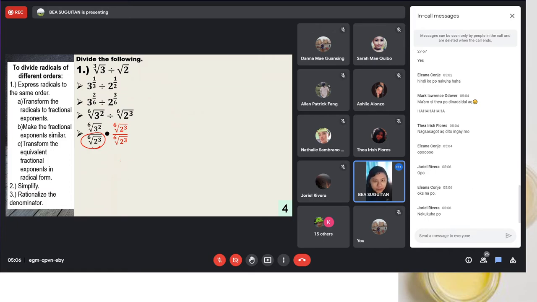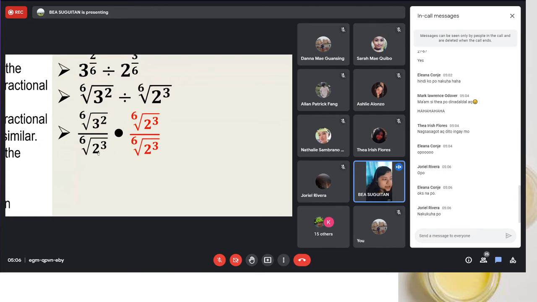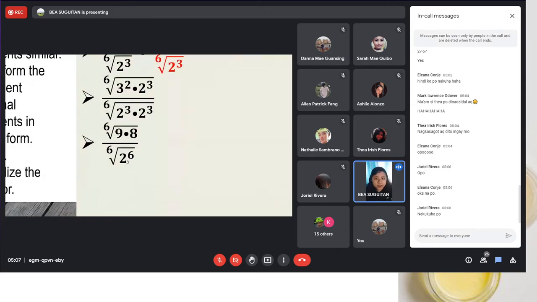Okay, ma'am, bakit po ang minultiply natin ay 2 cube? Okay, so i-zoom in natin yan para mas makita nyo. As you can see right there, we have a 2 right here and it has an exponent of 3. So ilang 2 pa ba ang kailangan natin para makabuo tayo ng 6? Okay, that's why I multiplied that 2 cube. Because 2 cube times 2 cube, it will give you the answer of 2 raised to 6.